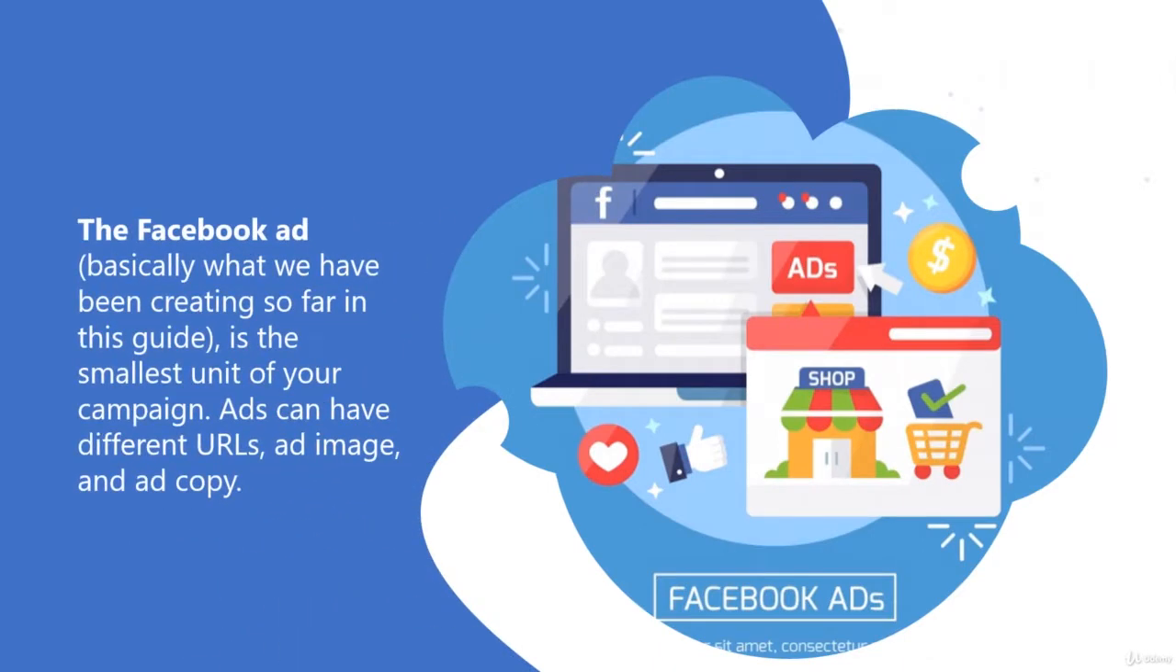The Facebook ad, basically what we have been creating so far in this guide, is the smallest unit of your campaign. Ads can have different URLs, ad images, and ad copy.